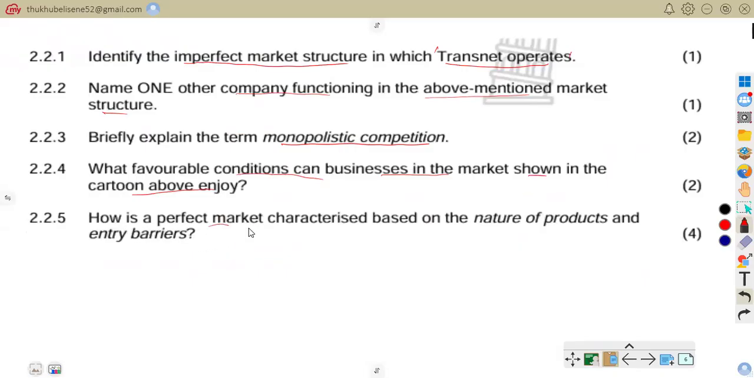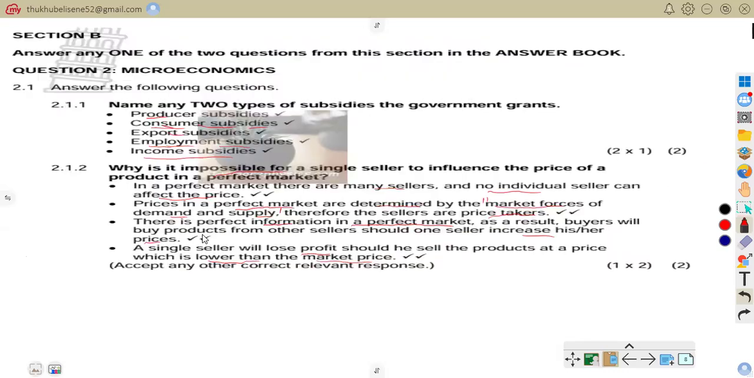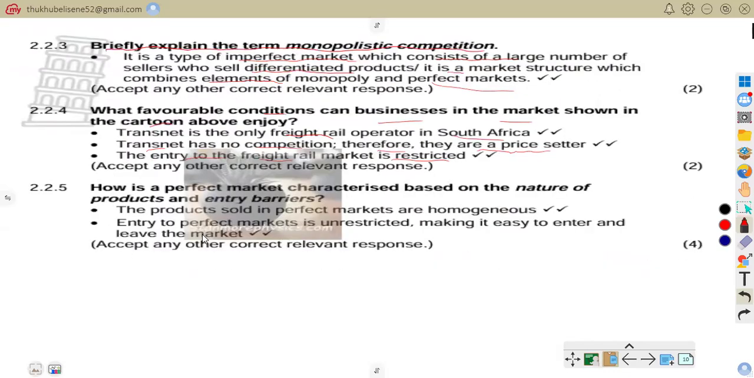2.25: How is the perfect market characterized based on the nature of products and entry barriers? In a perfect market, products are identical and entry is easy. Let us go to the answers and try to make it easy.